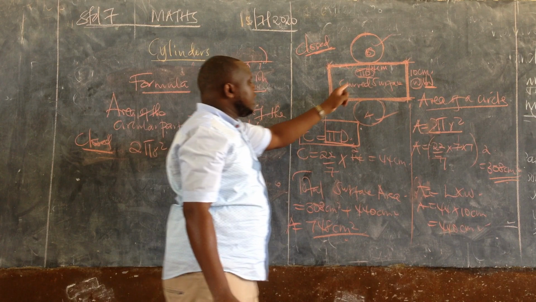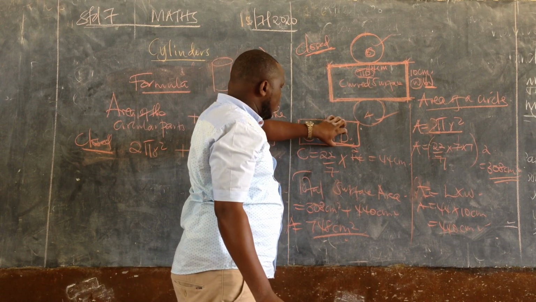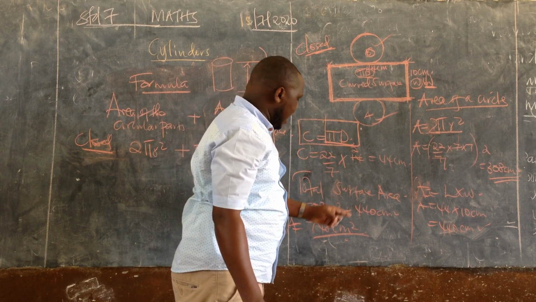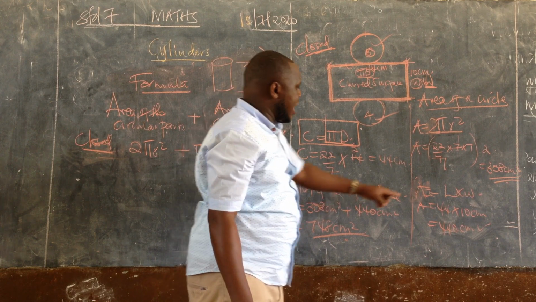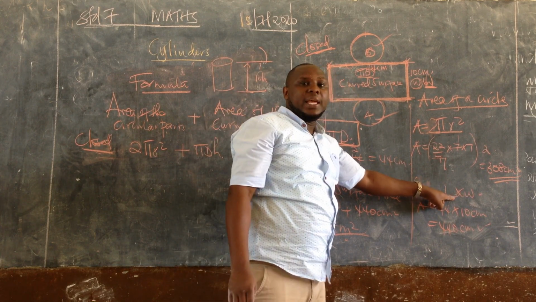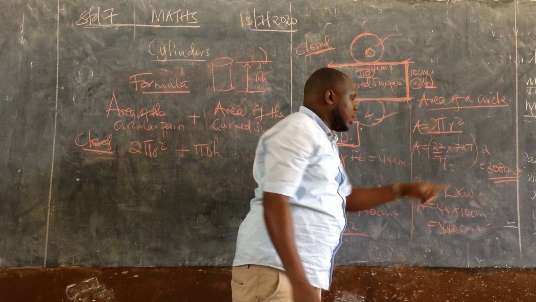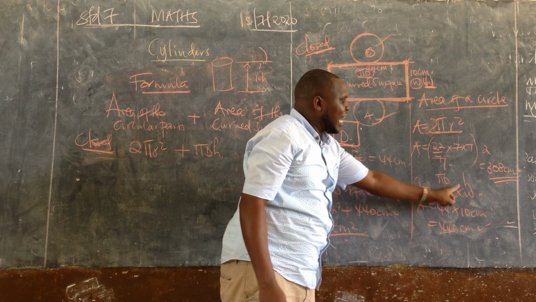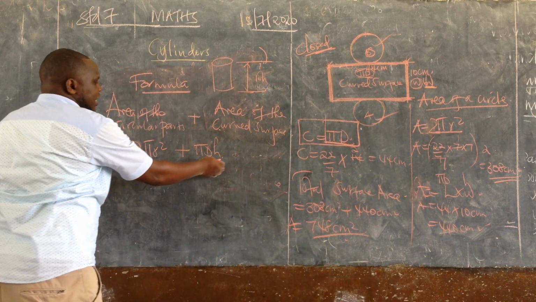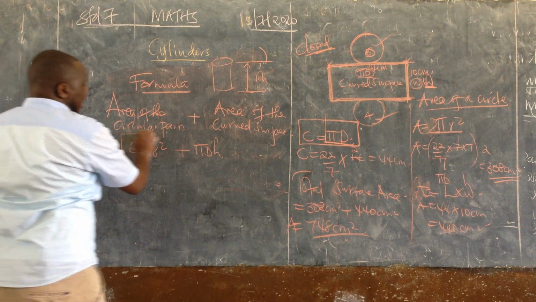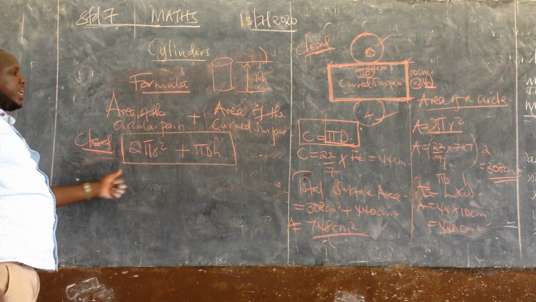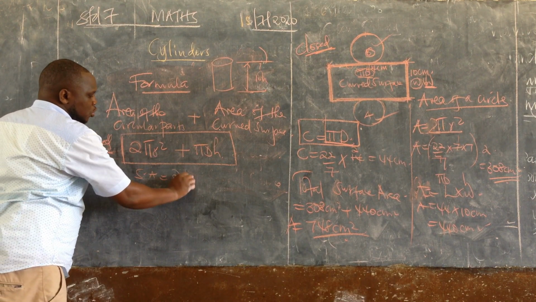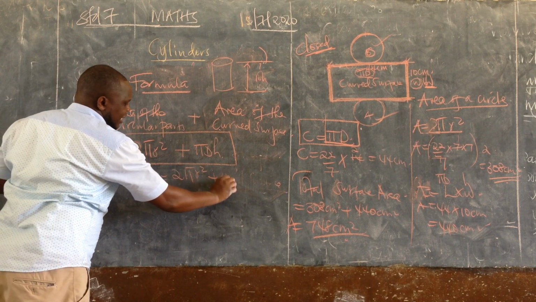And how do we get this? By getting pi d, which is the circumference of the circular part, multiplied by the height. Where is it from? Here. Length is represented by pi d times the width. The width now has changed to be height. So area is equal to pi d times height. When you multiply pi d times height, you get pi dh. So this is the formula of a closed cylinder, how we get the surface area of a closed cylinder. So the surface area of a closed cylinder is 2 pi r squared plus pi d h.